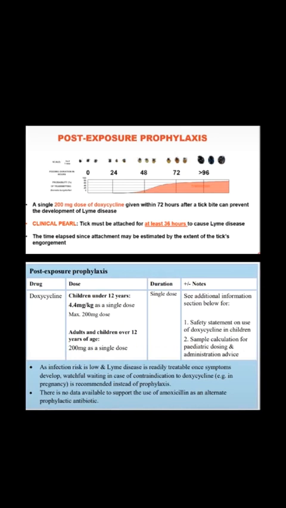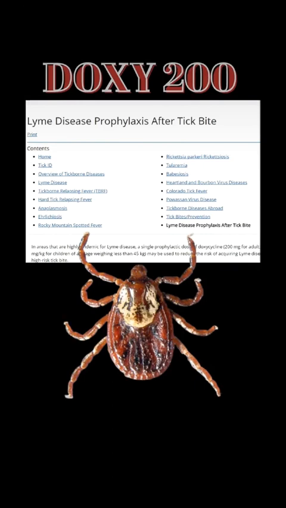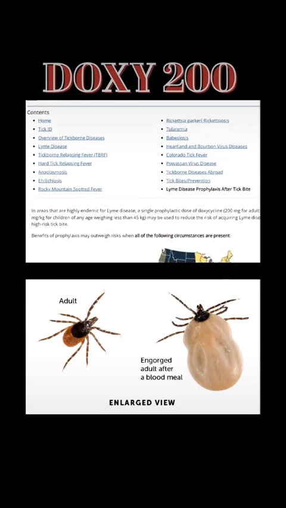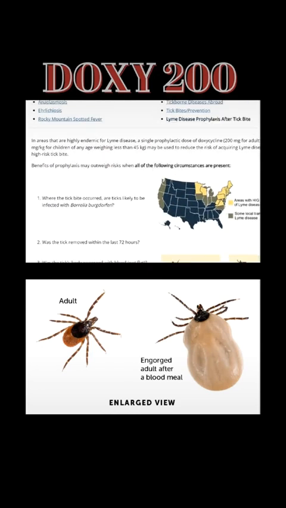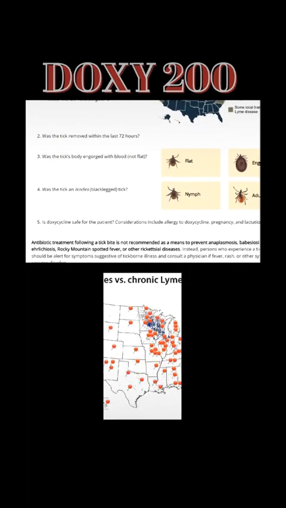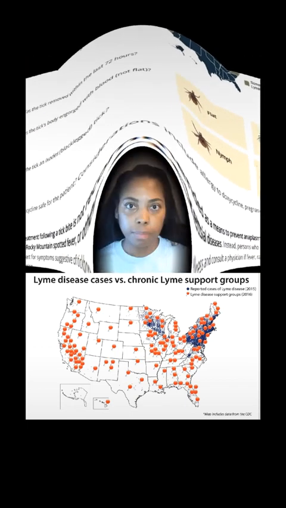The indication for prophylaxis, which means the reasons you should be given doxycycline after you've had this experience with a tick, include the attached tick is identified as an adult or nymphal Ixodes tick. The tick is estimated to have been on the skin for over 36 hours based on the degree of engorgement or time of exposure. And prophylaxis begins within 72 hours of tick removal. Also, if you live in a highly endemic area, prophylaxis should be considered.